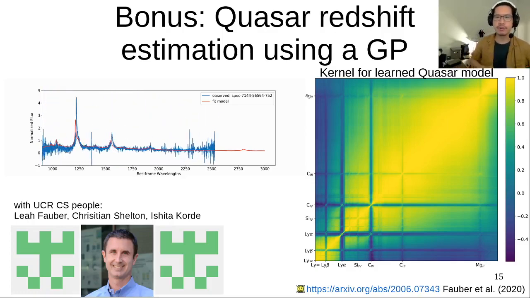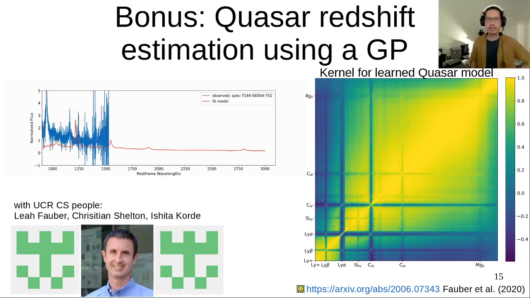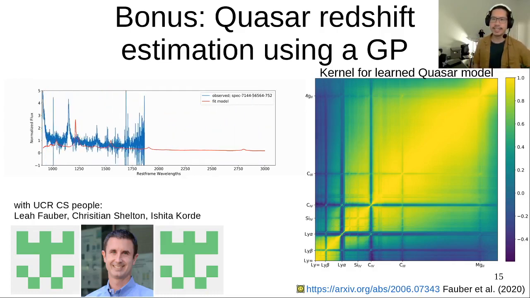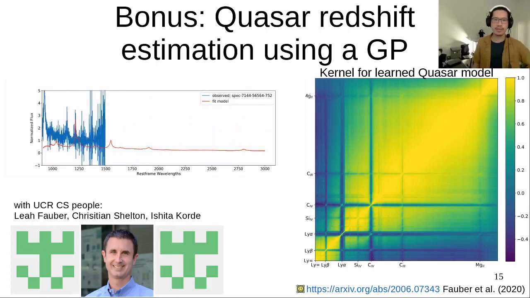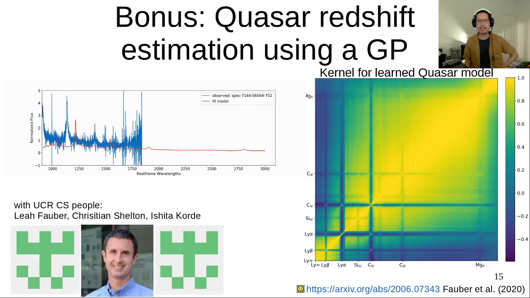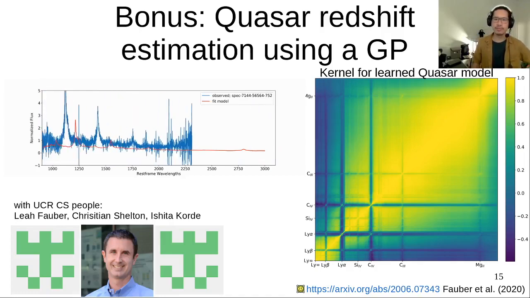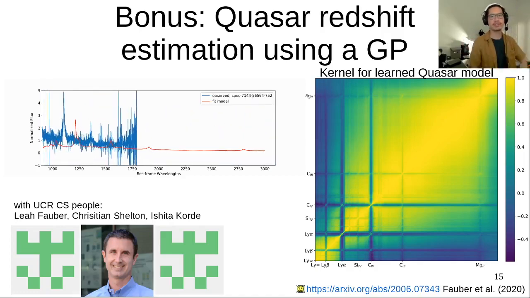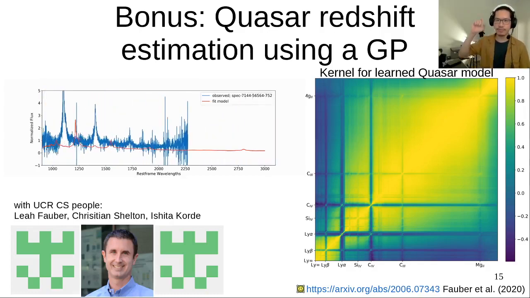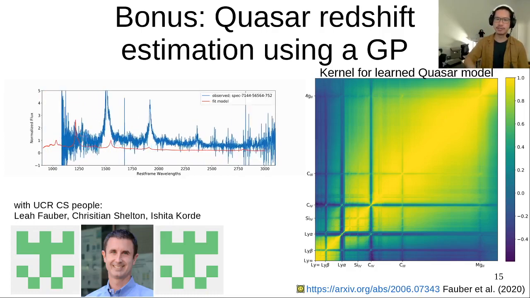So this is the bonus page on our recently submitted paper in June. This is work jointly done with CS people at UC Riverside, including Lee, Christian, and Ishita. What we did is use our null GP prior to make inference on quasar redshifts. As the video shows, we can shift the data with z_QSO as a free parameter, and we can calculate the GP likelihood to find the maximum a posteriori estimate of z_QSO.